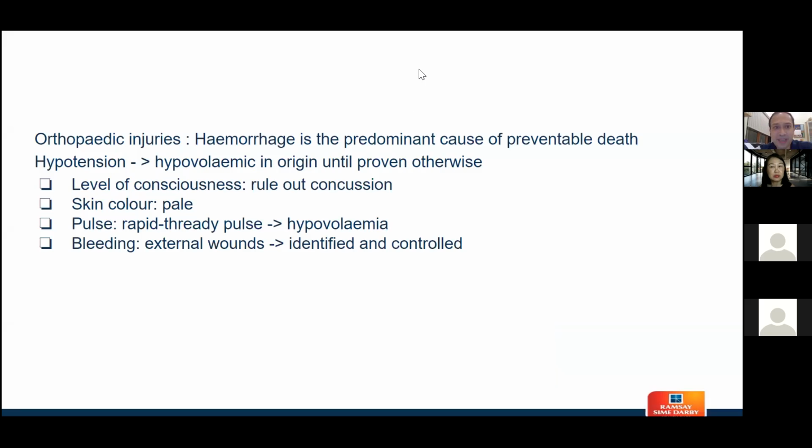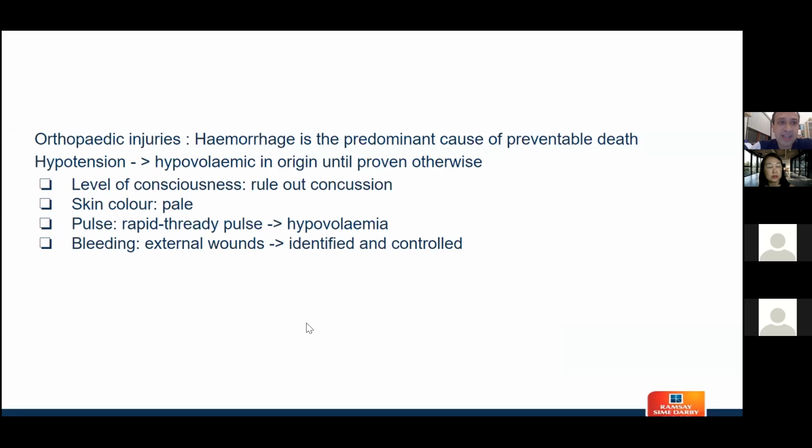Okay, so in orthopedic injuries, hemorrhage is a predominant cause of preventable death. So if they are bleeding and you're able to control that and bring them to a more stable state, you generally tend to prevent them from dying. Okay, so hypotension in a trauma patient, accident patient, hypovolemia is generally the cause until proven otherwise. So they're losing blood somewhere.